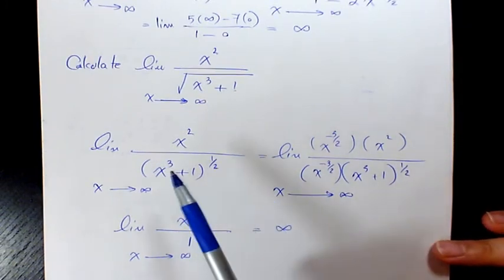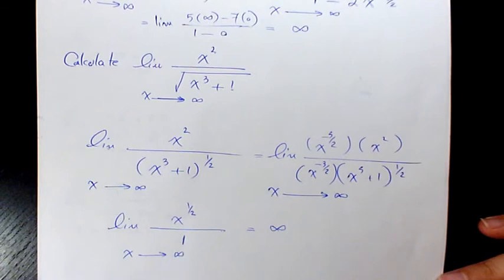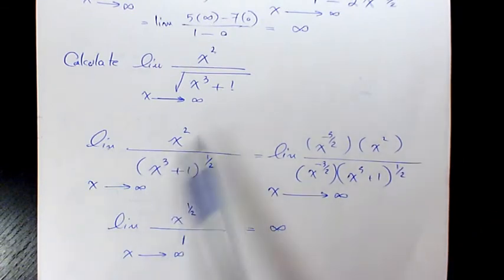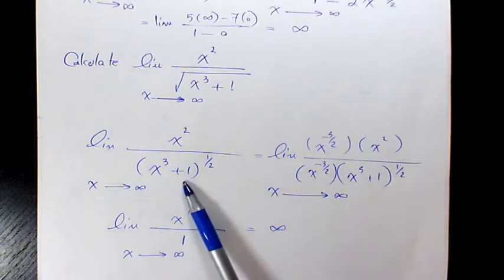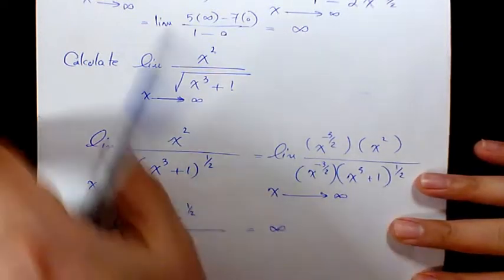And we can also say that since the order of the numerator is 2 and order of the denominator is 3 over 2, since the numerator is greater than denominator, when x is approaching infinity, the answer is going to be infinity.